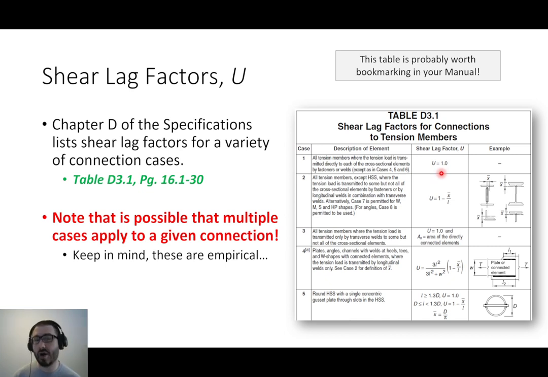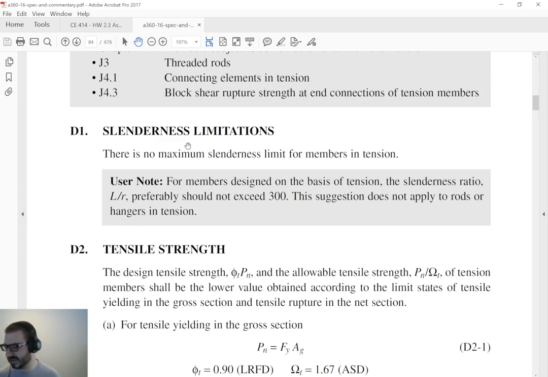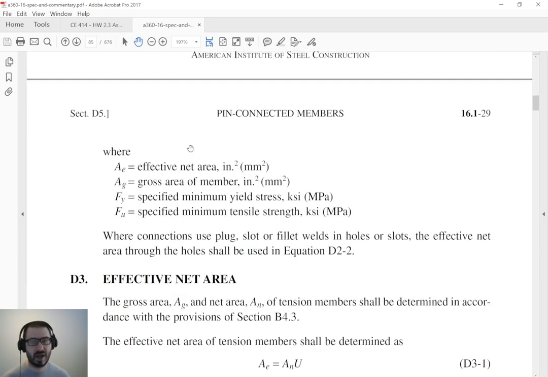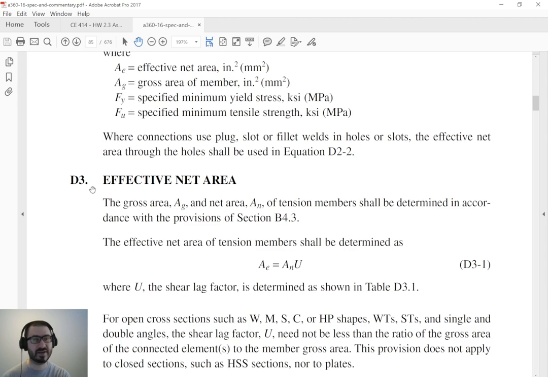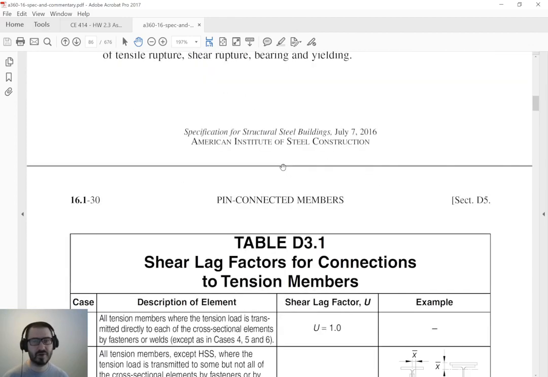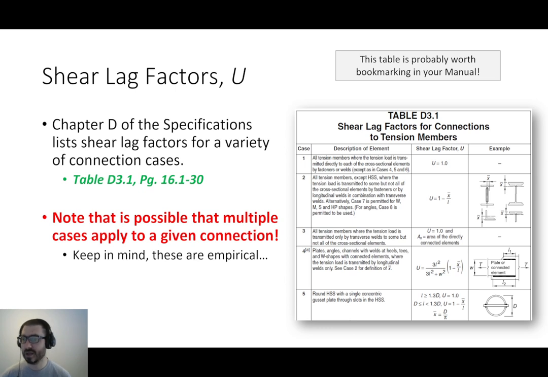Now, shear lag factors are in Chapter D of the manual. So, for example, if you go back to the specification, this is Chapter D of the specification. If you open your manual, this will be the first page in Chapter D. Then you turn the page and we get into the effective net area definition. This is where we define net area and U. But then when you turn the page past that, these are all the shear lag tables. This is definitely a guide in the manual that I would strongly suggest that you bookmark or tab, because you're going to be referencing this a lot in the analysis of tension members.